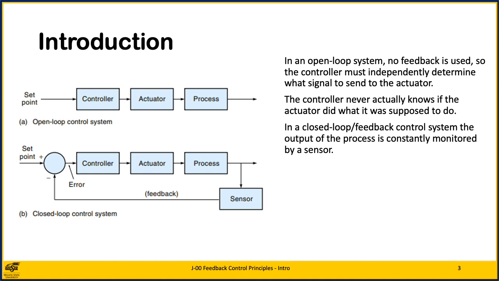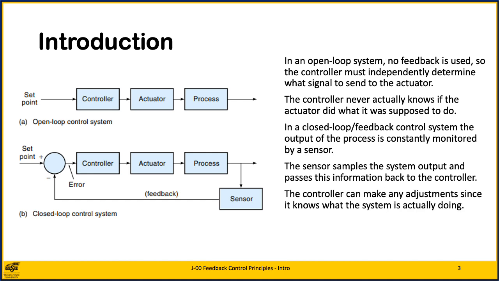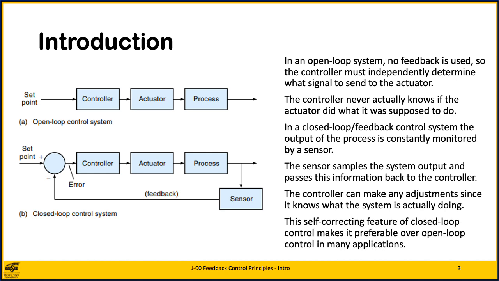In a closed-loop system, also known as a feedback control system, the output of the process is constantly monitored by a sensor. The sensor samples the system output and passes the information back to the controller. The controller can make any adjustments necessary to keep the output where it belongs, since it knows what the system is actually doing. This self-correcting feature of closed-loop control makes it preferable over open-loop control in many applications. In this chapter, we deal with the principles and hardware of closed-loop controllers.